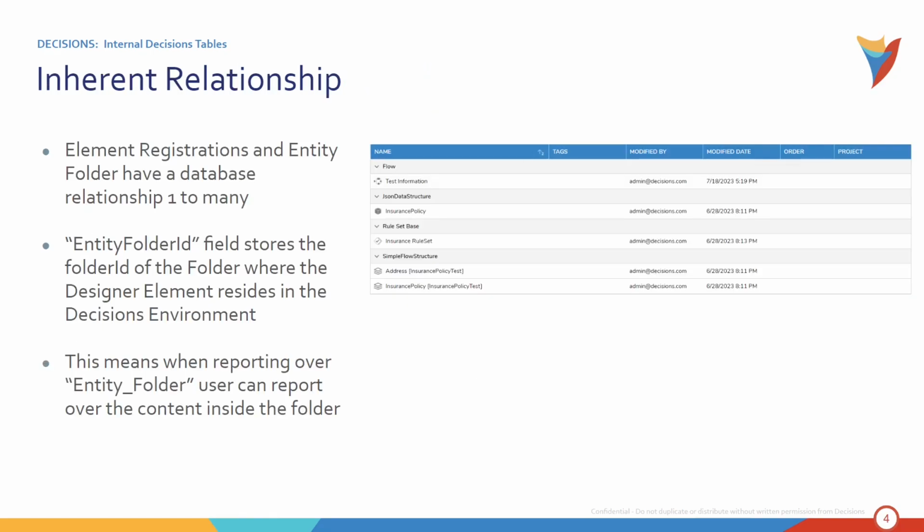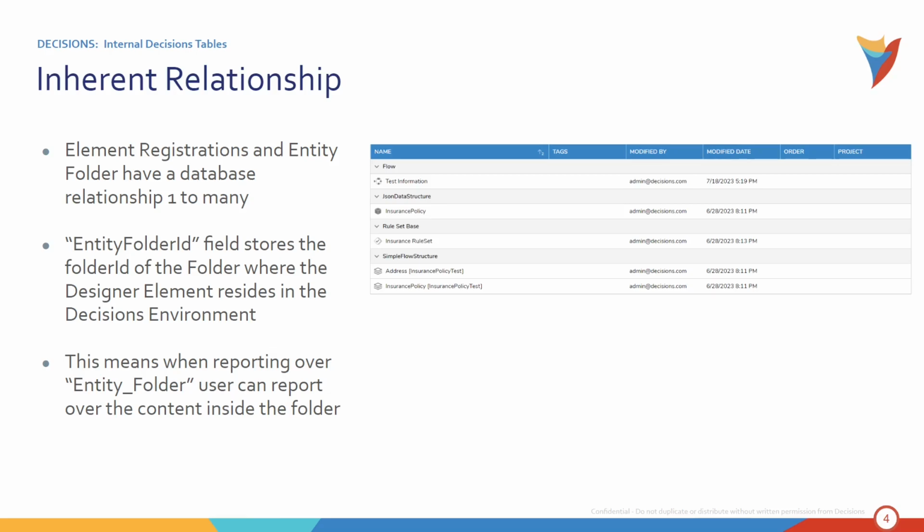Right now, there is an inherent relationship between those two folders, right? Everything I talked about in the last slide applies to folders as well. So you can fetch entities of the folder decisions data type. You can also report over the folder data type in decisions. Now, we're going to transition and talk about this inherent relationship between the two.